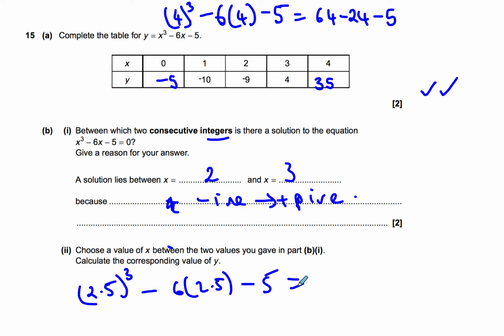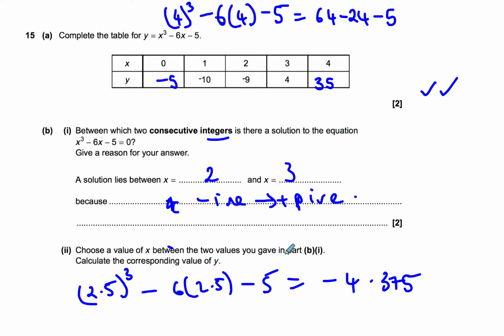So take your calculator, 2.5, and then cube it. And then we're going to minus 6 bracket 2.5. Even if you input it with the bracket, your calculator will understand what you're doing. And then you get a negative 4.375.